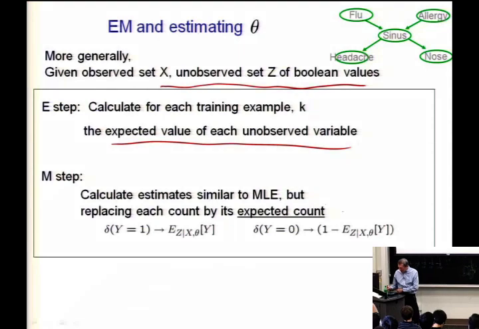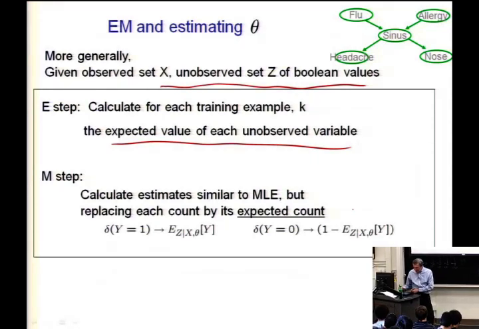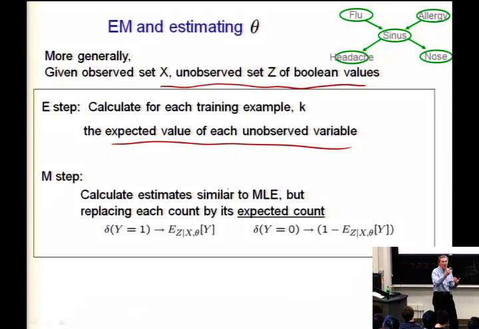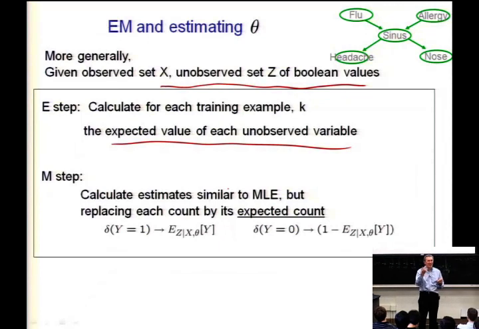And on the M step, just essentially replace the count of the number of times the variable was 1 versus 0 by its expected value, the expected number of times it was 1 and 0. And of course, on any given training example, you might say the expected value on this one is 0.8, and this one is 0.5, and this one is 0.6. You just sum those together, and that gives you the expected total count.